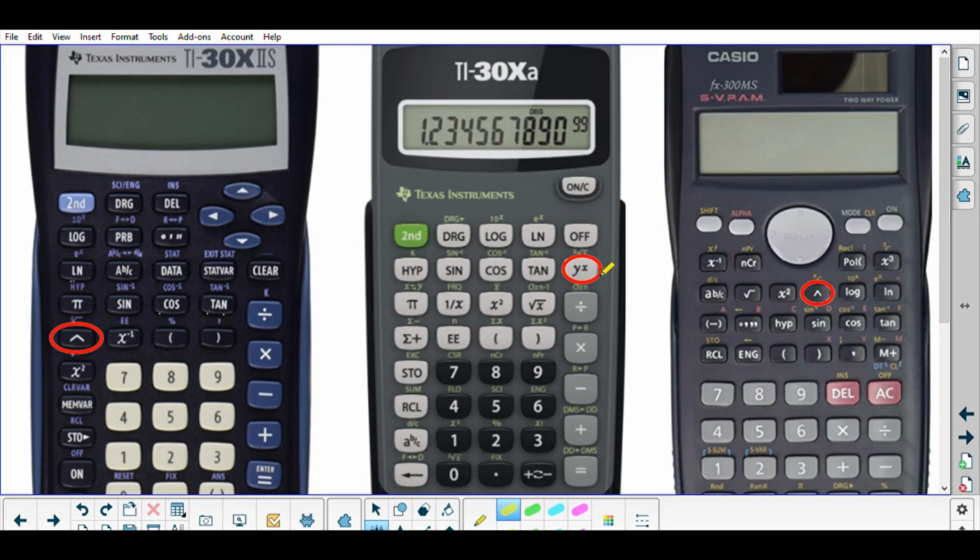So if I want to take 8 to the 3rd power, I punch in 8, then hit the y to the x key, then punch in the 3 for the 3rd power, and then hit equals, and it will give me the answer of 8 to the 3rd power. Casio owners, depending which kind of Casio you have, some of you will have the caret key. Others of you might have a key similar to the TI-30XA in the middle here. Instead of y to the x, you might have x to the y. So that's a possibility of how your exponent key might end up working.